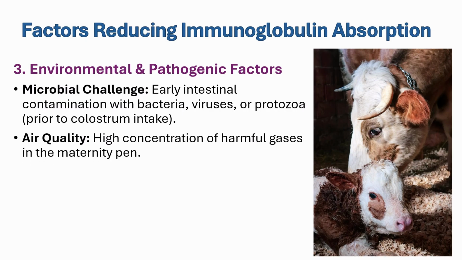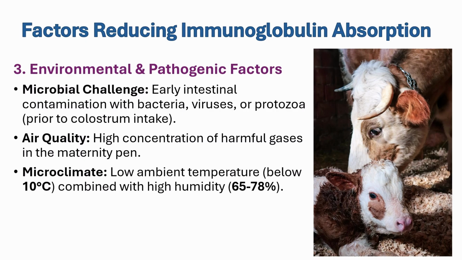Second, air quality. High levels of harmful gases like ammonia in the maternity pen act as a systemic stressor that suppresses neonatal reflexes and metabolism. And third, the microclimate. Low temperatures below 10 degrees Celsius combined with high humidity lead to cold stress. This redirects the calf's energy away from digestion and toward thermoregulation, drastically reducing the efficiency of passive immunity. Clean air and a dry, warm environment are just as important as the colostrum itself.